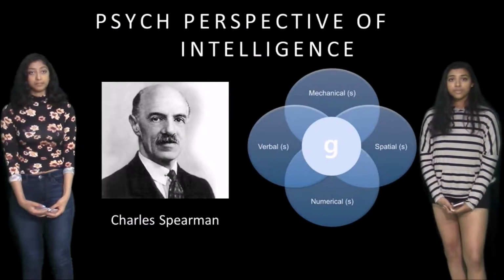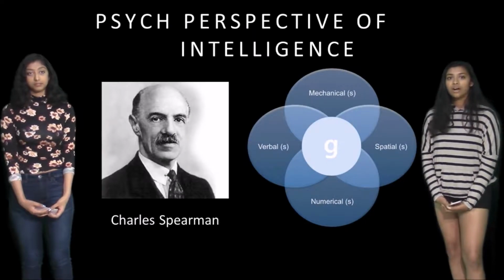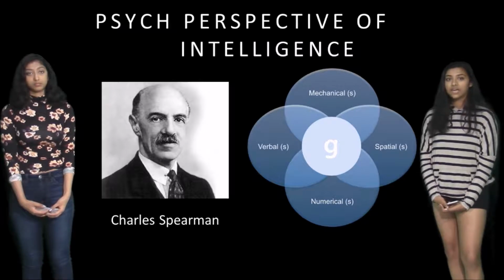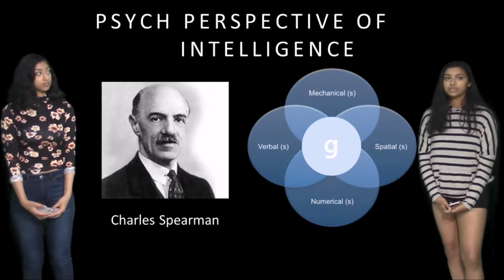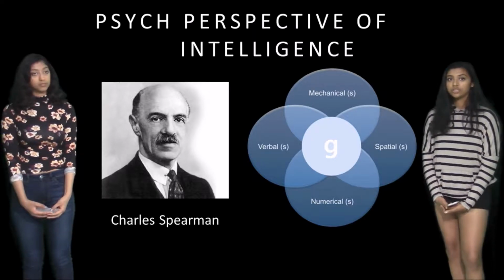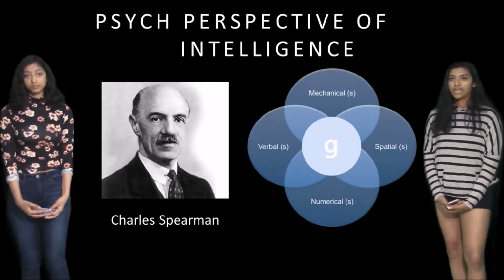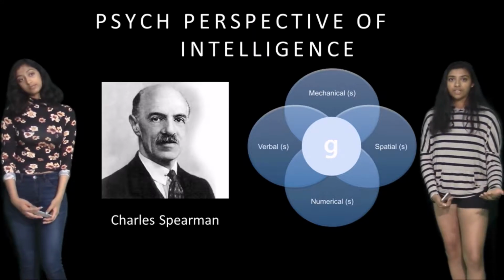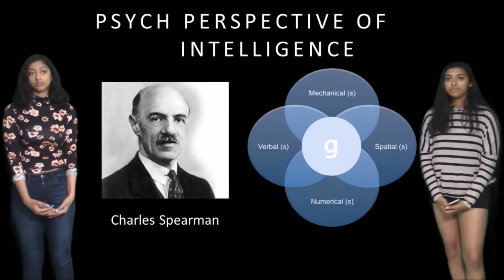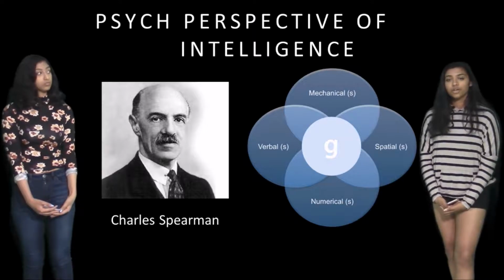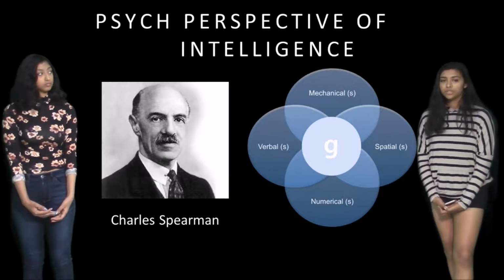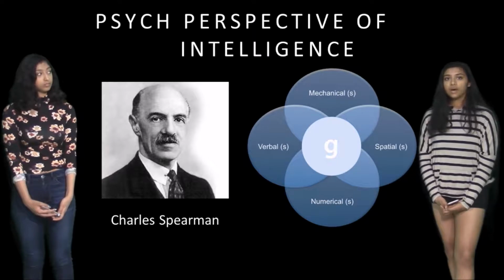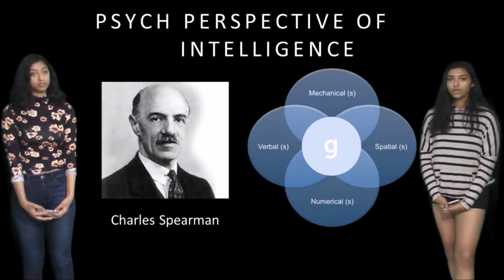So the psychological perspective of intelligence shows that Charles Spearman hypothesized two factors that influence intelligence: general intelligence and specific intelligence. The G factor, which is general intelligence, is a broad spectrum of the S factor, which is specific intelligence, that shows intelligence over unrelated domains and will require some cognitive ability. And specific intelligence makes up G factor intelligence, and it's comprised of mechanical, spatial, numerical, and verbal.